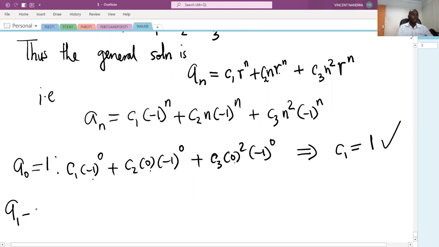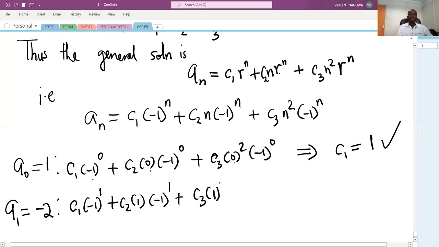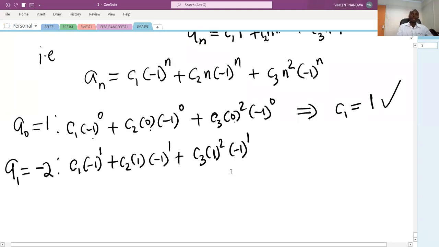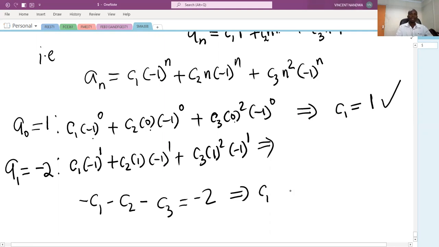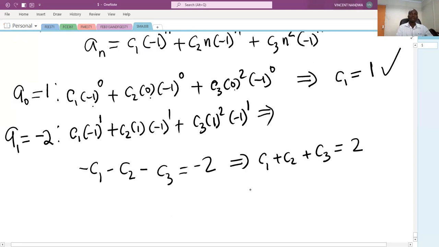And a_1 is given as -2. So that means C1 (-1)^1 plus C2, n is 1, plus C3. So that means we'll have negative C1 minus C2 minus C3 is minus 2, which implies, dividing through by negative, C1 plus C2 plus C3 is equal to 2. And since C1 is 1, then this means C2 plus C3 is 1. So call this one, say, equation 3.